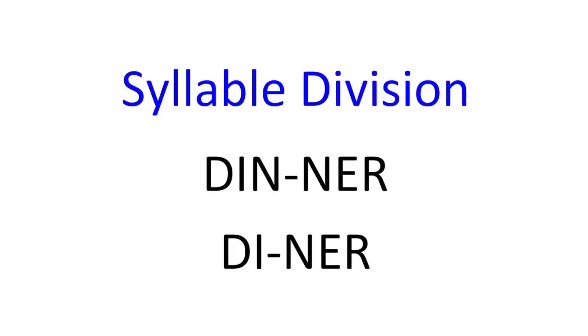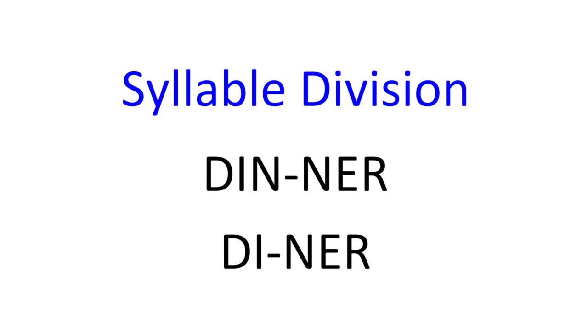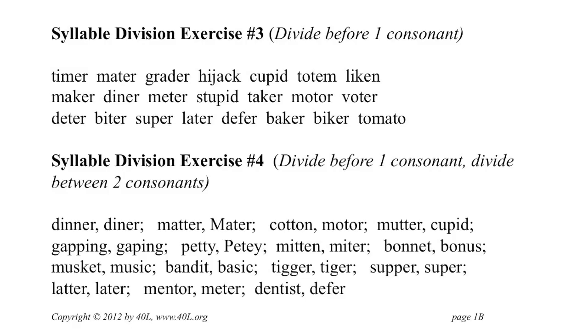If they make a mistake and say the short vowel sound, for example, they say dinner instead of diner, write out dinner on the side and show it dividing between two consonants to be short. Explain that two consonants will divide between, making the vowel short, while one consonant will usually divide before the consonant, making the vowel long and saying its name.